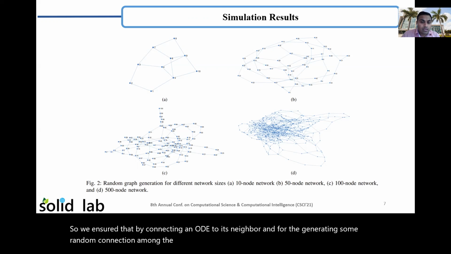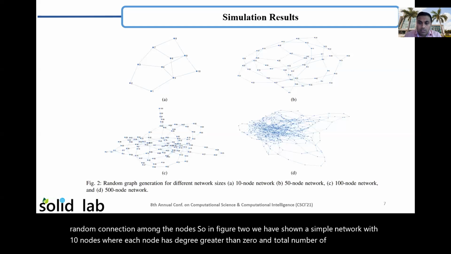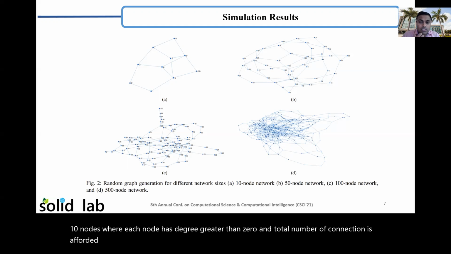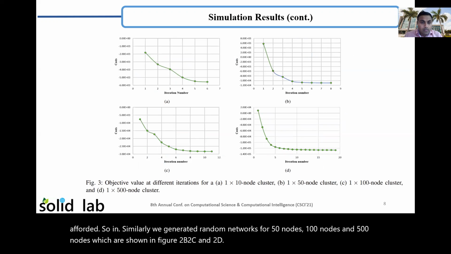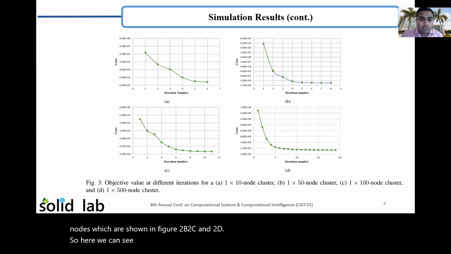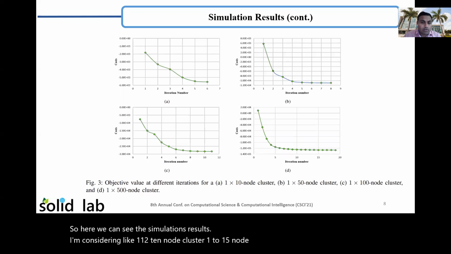In figure 2a, we have shown a simple network with 10 nodes where each node has degree greater than 0 and the total number of connections is 40. Similarly, we generated random networks for 50 nodes, 100 nodes, and 500 nodes, which are shown in figures 2b, 2c, and 2d. Here we can see the simulation results considering a 1 to 10 node cluster, 1 to 50 node cluster, 1 to 100 node cluster, and 1 to 500 node cluster.